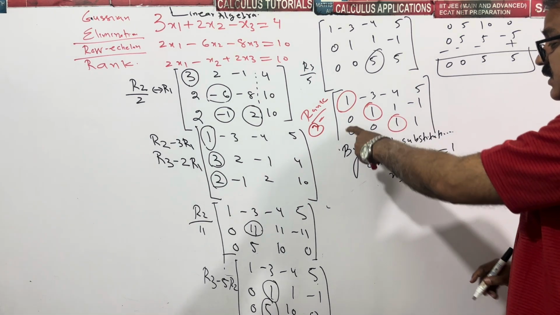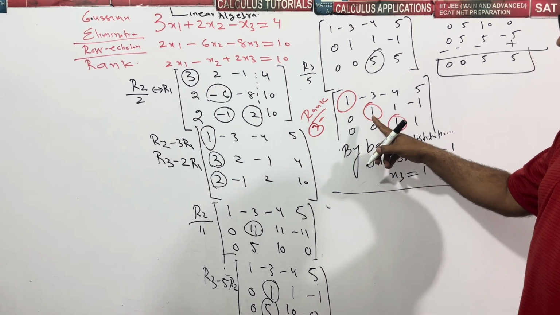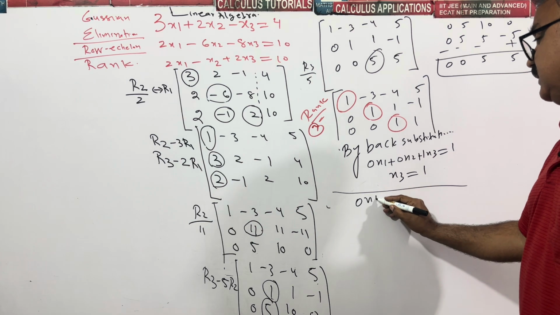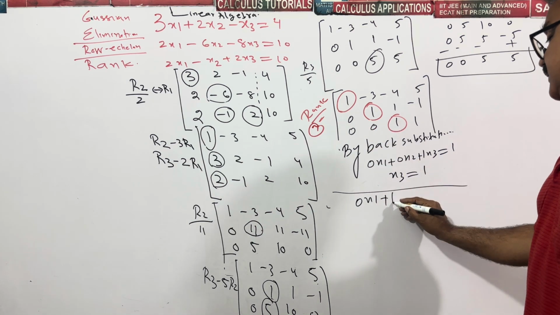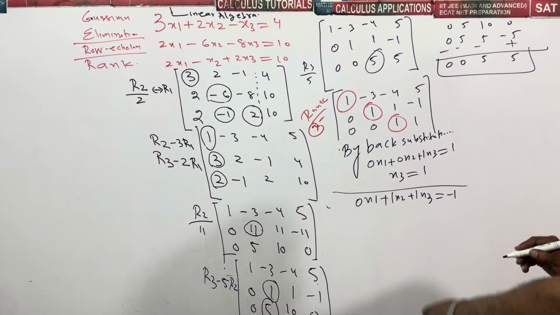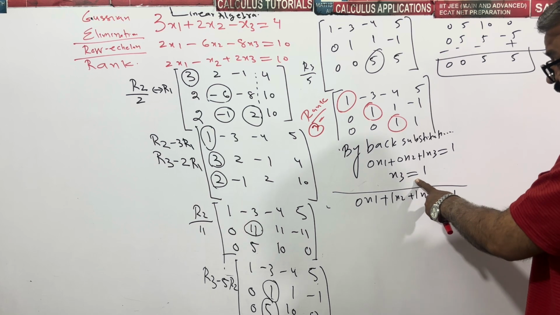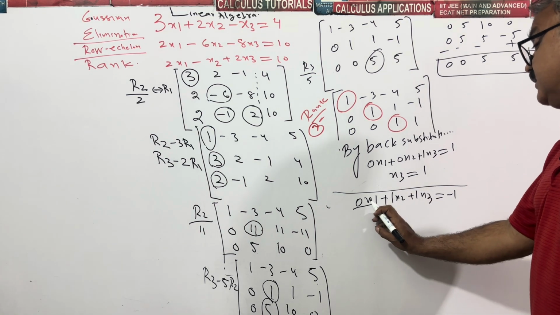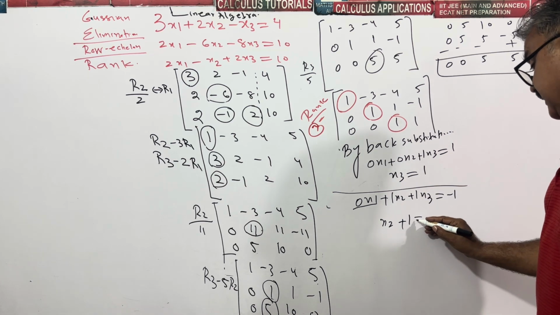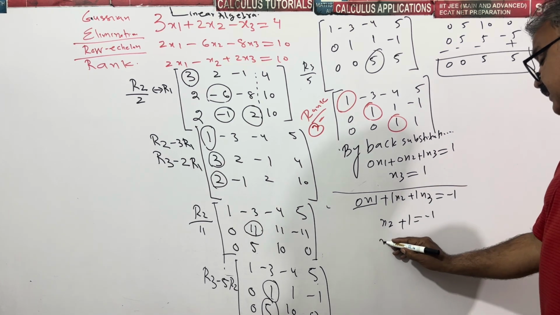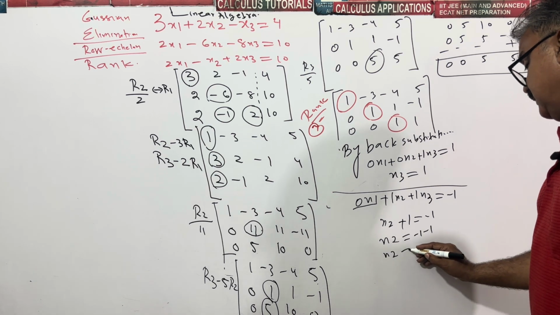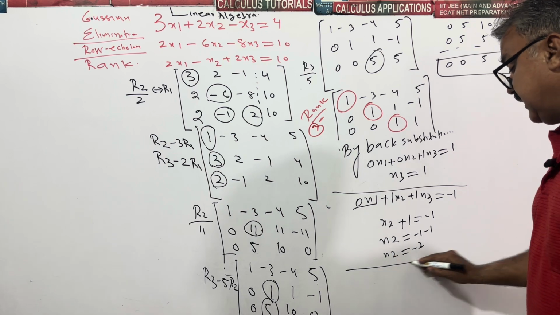What about R2? 0x1 plus 1x2 plus 1x3 is equal to minus 1. What is the value of x3? We have already managed that. It's equal to 1. The 0x1 term vanishes, multiplied by 0. For x2, the value of x3 we have managed, utilize it, 1. It's equal to minus 1. Shift 1 here. So x2 will become minus 1 minus 1. So x2 in that case is minus 2.